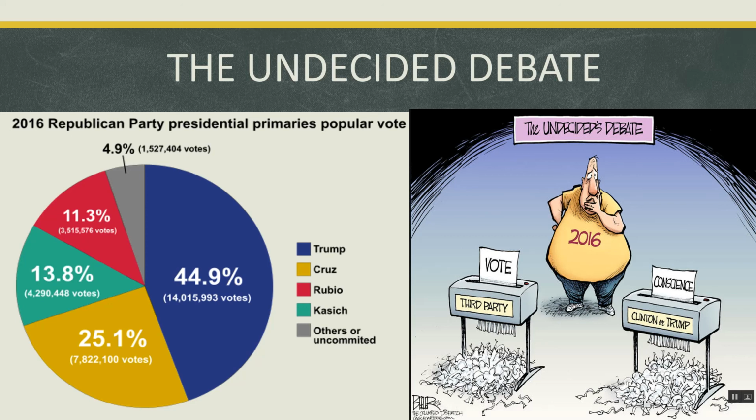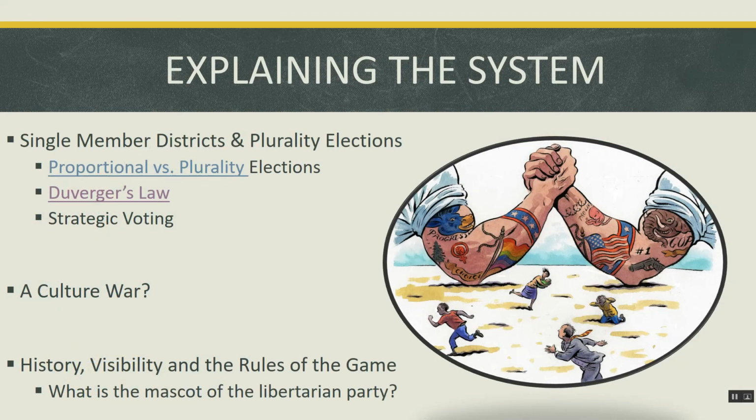There is no prize for second place in either system. And because there is no prize for second place, such elections incentivize what we call strategic voting. Strategic voting is an approach to casting ballots in which voters support the candidate most likely to defeat their least favorite option, rather than simply voting for whichever candidate they like the best.